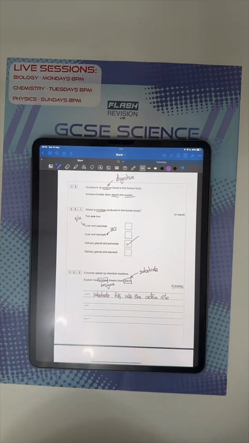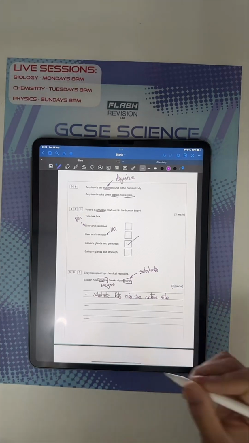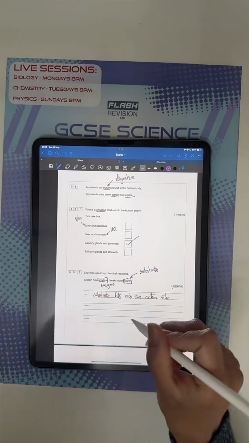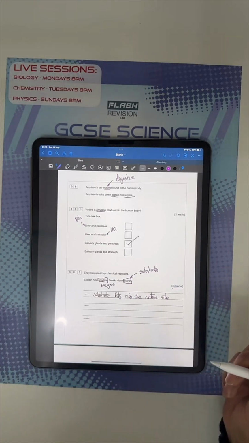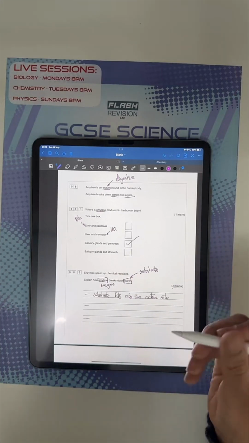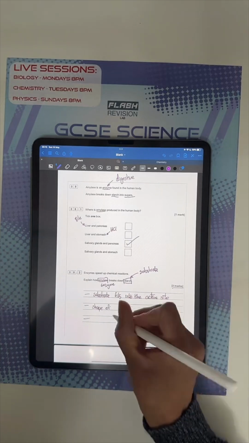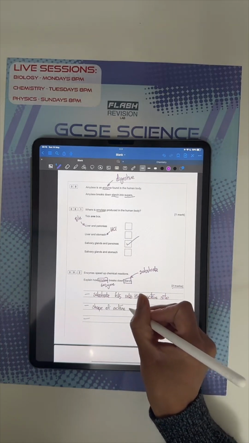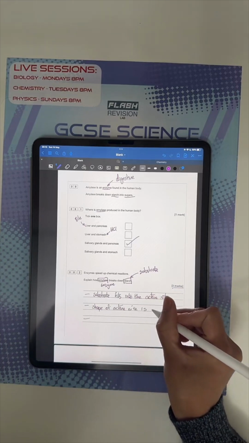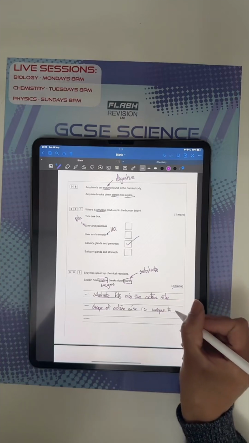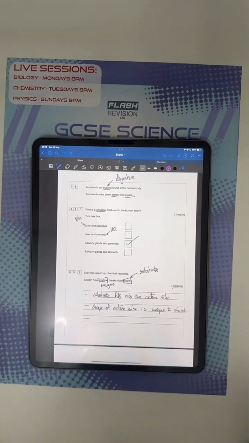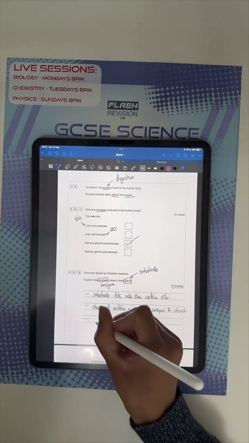Second mark, what do you guys think the second mark is for? Binds is fine. Yep, you can say that as well. What would be the second mark? Breaks it down. I'd say that's the third mark, to say it breaks it down. Second mark is to say that it's complementary. So this only works for starch. So the shape of the active site is unique to starch, or you can say it's complementary. That's the second mark. And then you can say it's broken down.